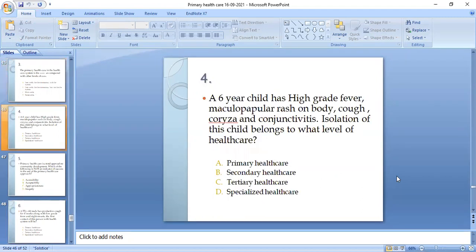Fourth MCQ is a 4-year-old child has high-grade fever, maculopapular rash on body, cough, coryza, and conjunctivitis. Isolation of this child belongs to what level of healthcare, whether it is primary, secondary, or tertiary healthcare, or specialized healthcare. Primary healthcare is the correct option because locally endemic diseases and curative services are provided in primary healthcare.